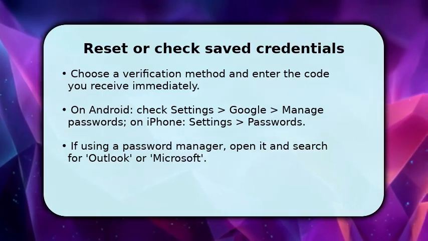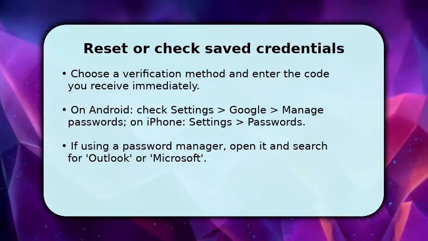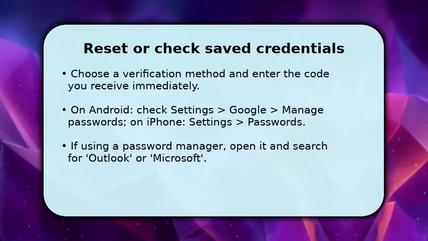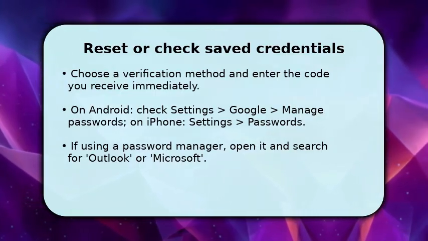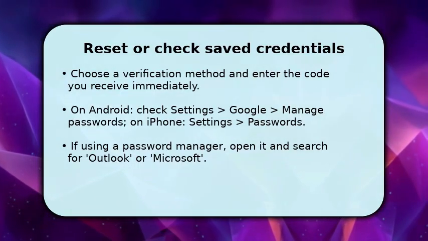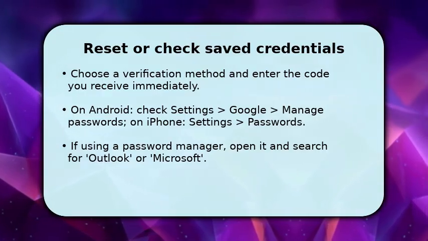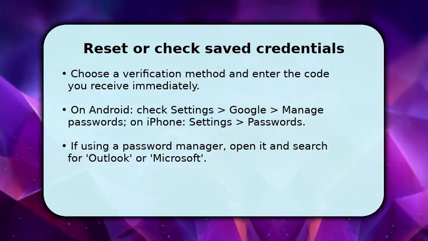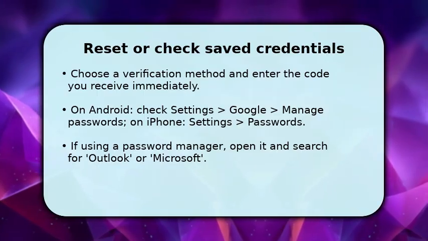On Android, use Google Password Manager. On iPhone, open Settings then Passwords, and look for entries labeled Outlook or Microsoft. Also open any third-party password manager you use and search for Outlook. If a match exists, you can copy the stored password.